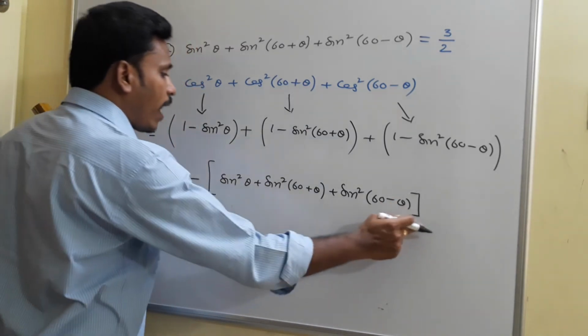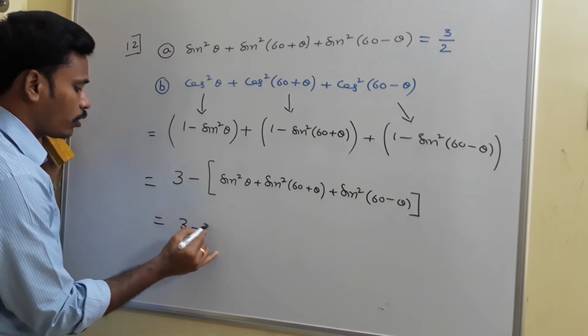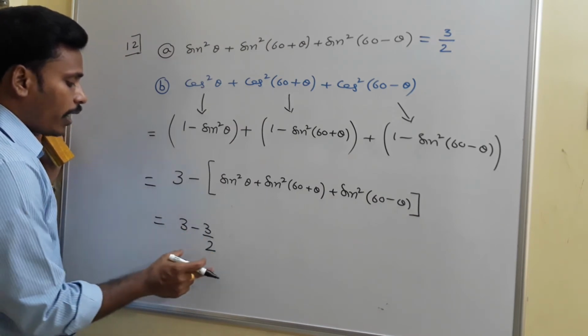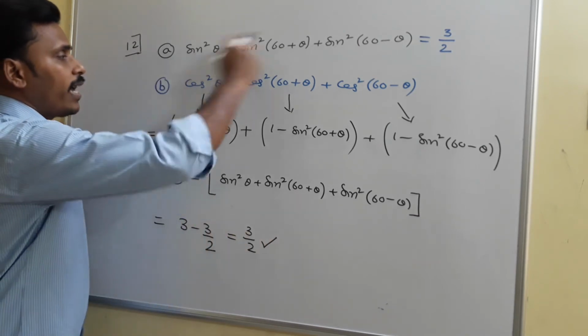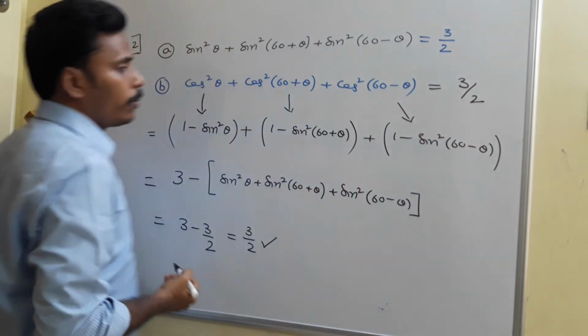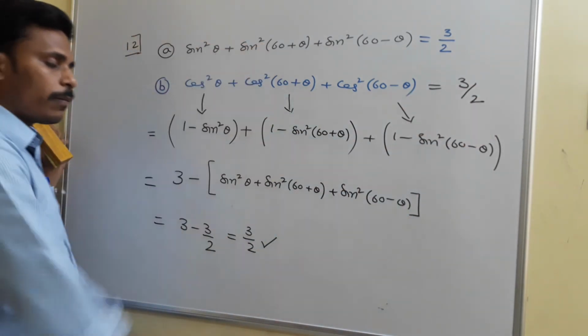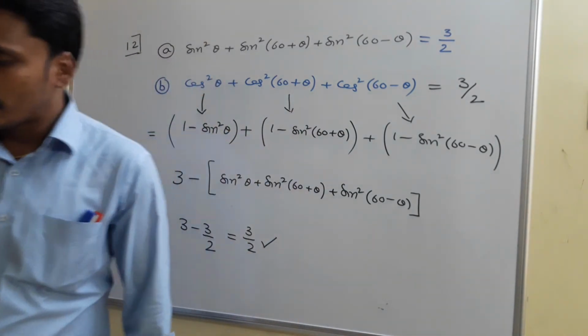And this bracket value, as we found in A, is 3 by 2. So this is equal to 3 minus 3 by 2. And 3 minus 3 by 2 is again 3 by 2 only, right? So for sine as well as for cos, in both cases, the value is 3 by 2. If you prove the statement for sine, then it is easy to prove it for cos. Okay, just have a look.